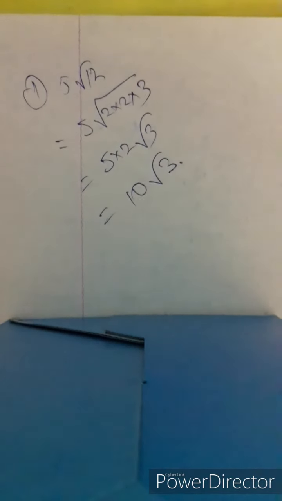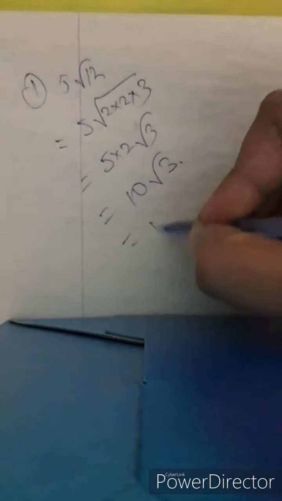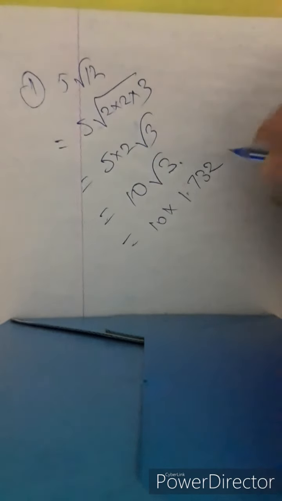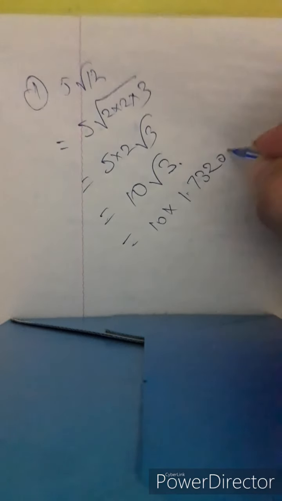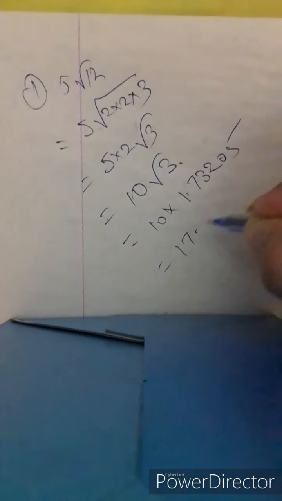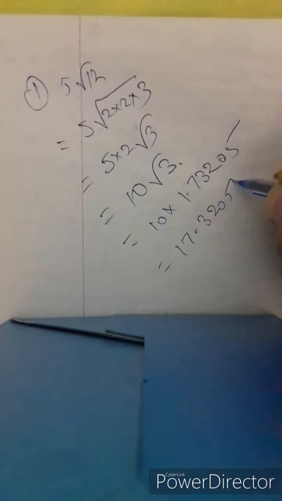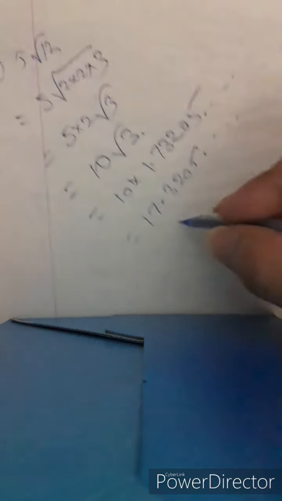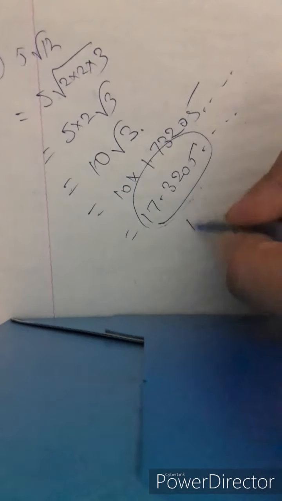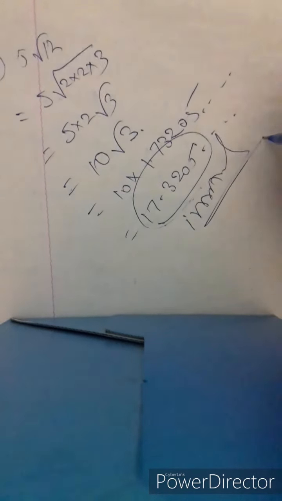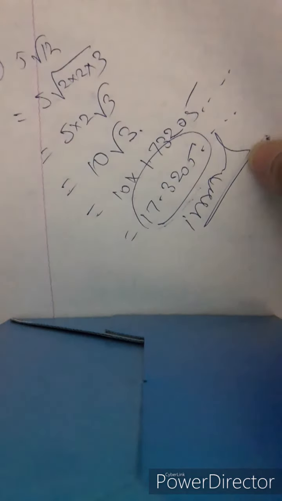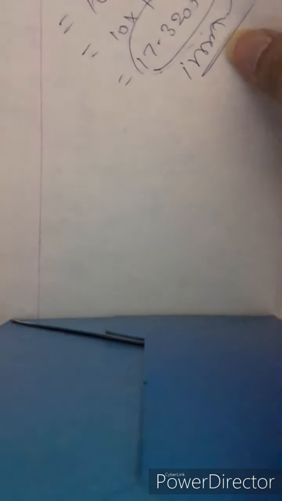So 10 root 3 is 10 into 1.73205, so 17.3205 and it is continuing. So this is non-repeating and non-terminating, it is an irrational number. Like this, it can be solved also.